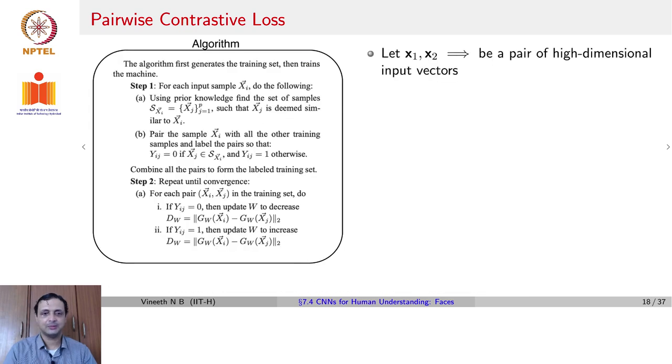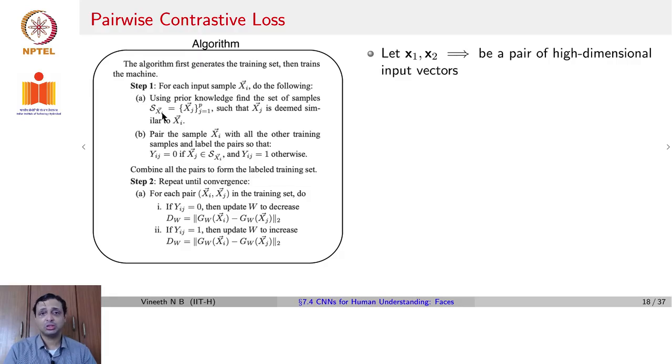Let's see how this is done. So the overall algorithm's ideology can be given by this algorithm environment here. Given a training data set, you first identify the set of samples that are similar to each other and put them in a set, say S of xi. Given an input xi, we identify the samples xj that are similar to xi.